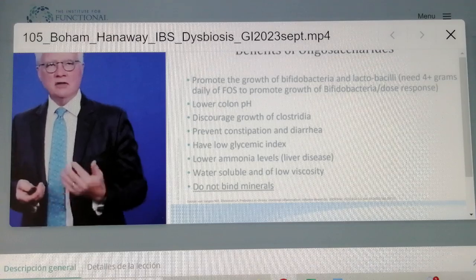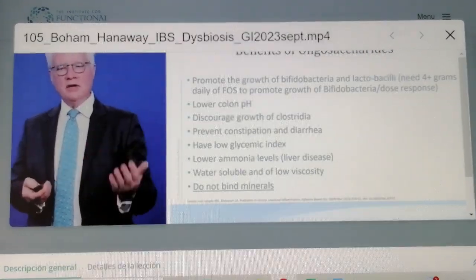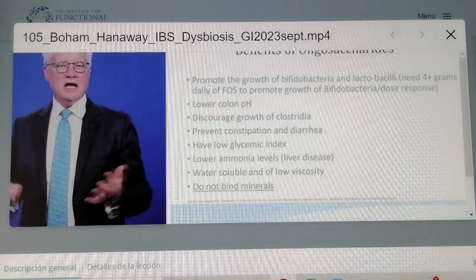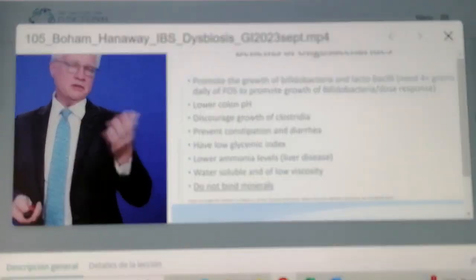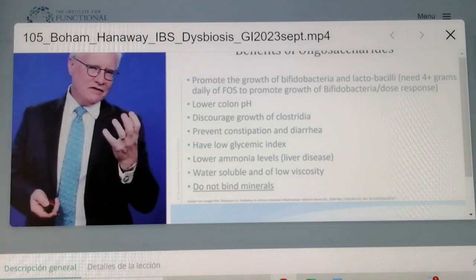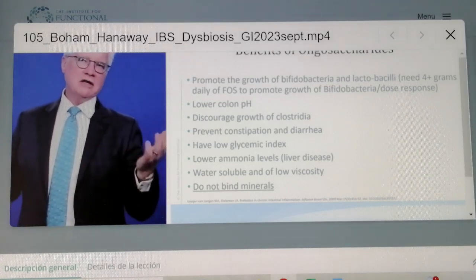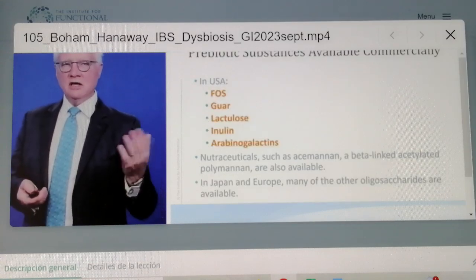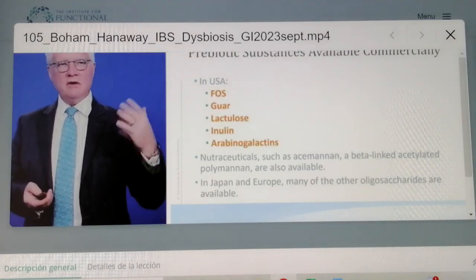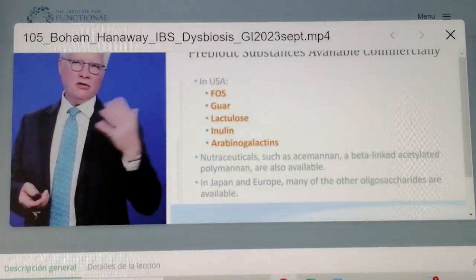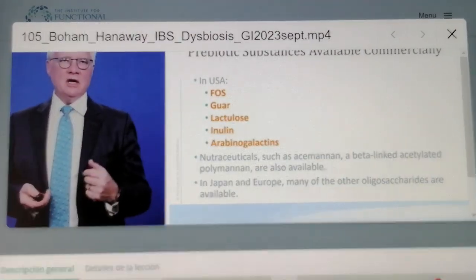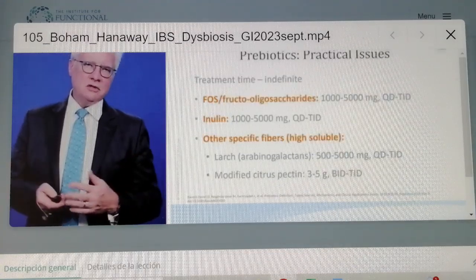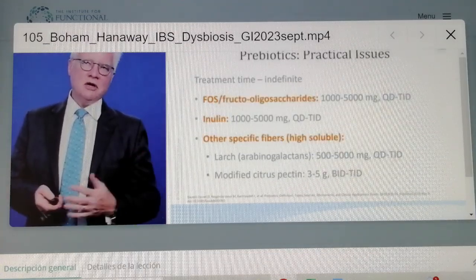The oligosaccharides are going to help to prevent constipation and diarrhea. They have a very low glycemic index. They're water soluble, and they don't bind minerals. Something like modified citrus pectin can have a tendency to bind minerals. So the oligosaccharides are beautiful in that way. The things that we have mostly available in the United States: guar, PHGG, fructooligosaccharides, xylo-oligosaccharides, arabinogalactans, galactomannan. These are great tools to be able to use, and the dosages are talked about here.